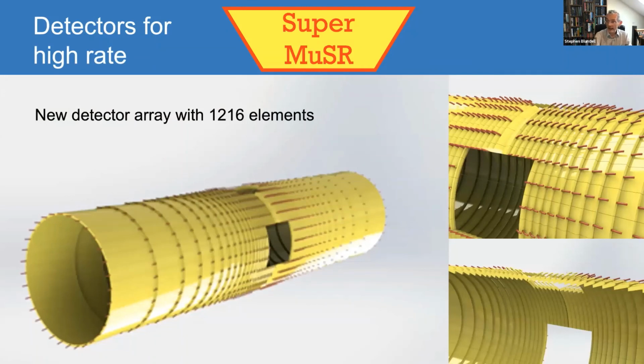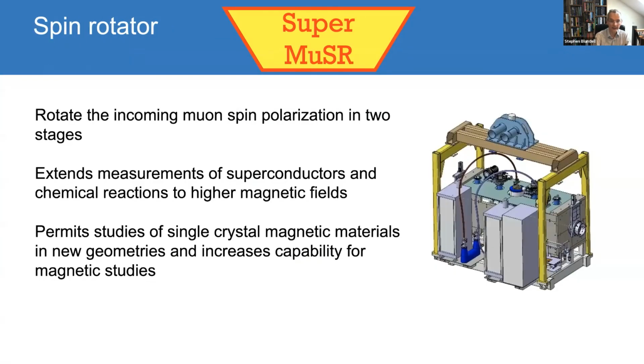We would need new detectors for the high rate, and this is the current design with 12, 16 elements. So this allows you to cope with the high rate of the incoming data. And you would have a spin rotator also on the beamline that would allow you to extend measurements to high magnetic fields, measuring magnetism and superconductivity and permitting experiments in new geometries.